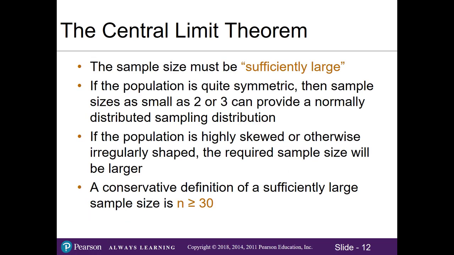So for the central limit theorem to work though, our sample size must be sufficiently large. If the population is symmetric, then our sample size can be small and it will still provide a normally distributed sampling distribution. This is quite rare though. If our population is highly skewed or irregularly shaped, like we saw in the last slide, then our required sample size will be larger. A conservative definition of what a sufficiently large sample size for means is when n is greater than or equal to 30. So think about your Airbnb data.